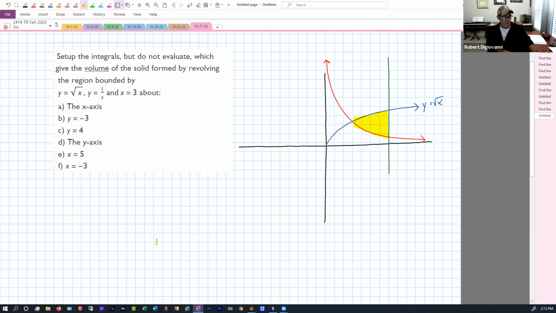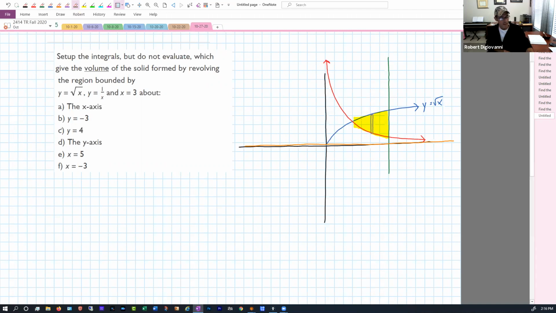So let's look at A. If we wanted to wrap this around the x-axis, I'm going to use washers, right? I'm going to use a washer because I've got a vertical rectangle. I'm going to wrap it around: pi integral a to b, outer radius squared minus inner radius squared.